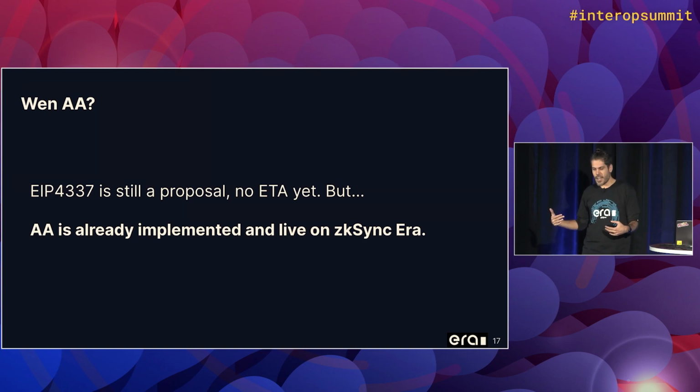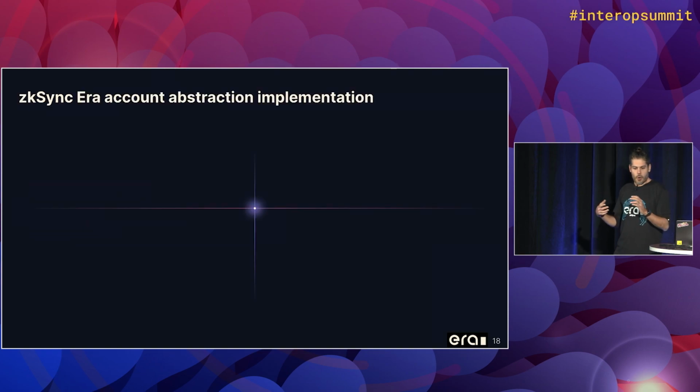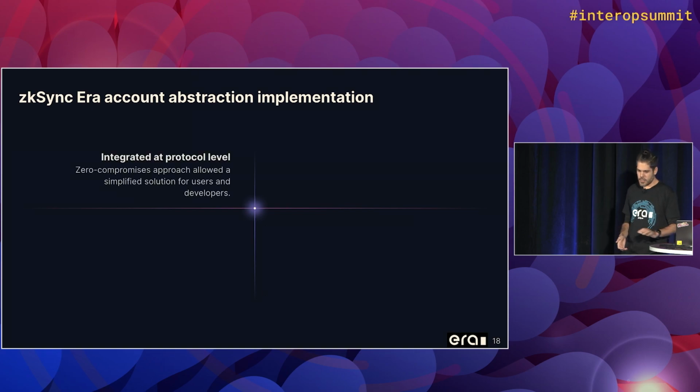But we, at Matter Labs, have built zkSync as a new protocol. We have built it from scratch, so we have made things a little bit different. So how is the account abstraction implementation on zkSync? Well, first, as I mentioned, it's integrated at a protocol level, so we had zero compromises, and the way we did it, I think it's a simplified solution for both users and for developers.